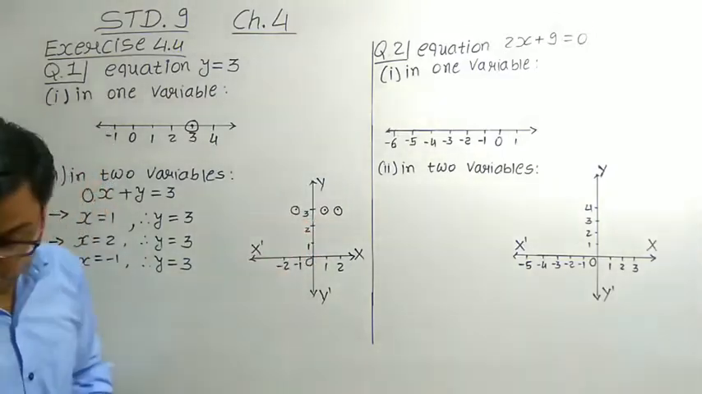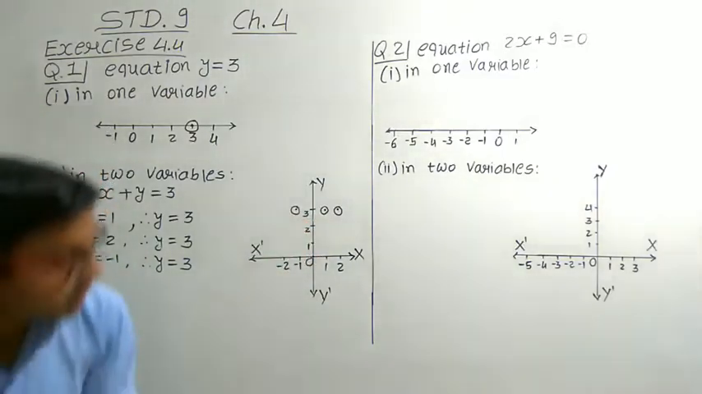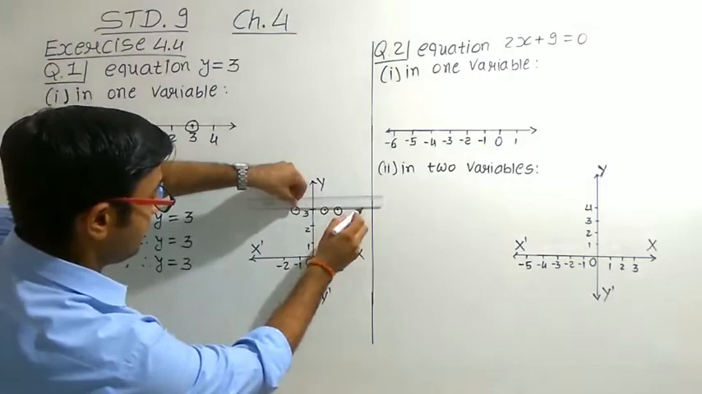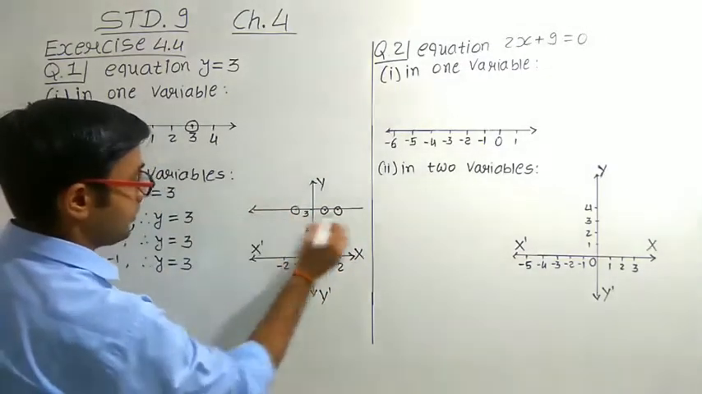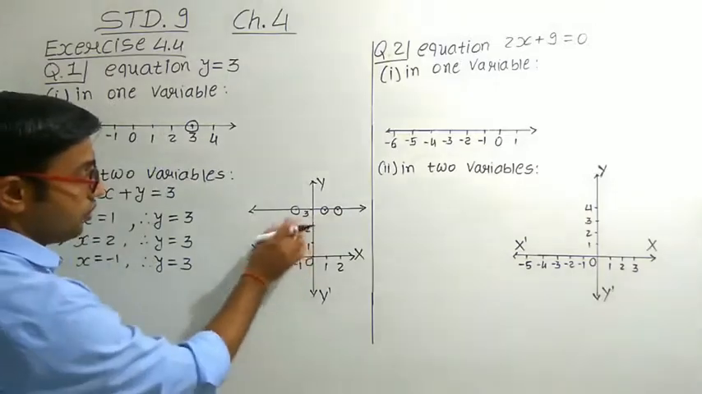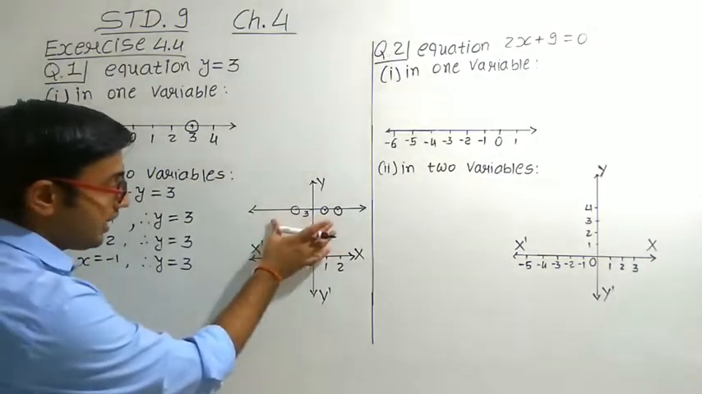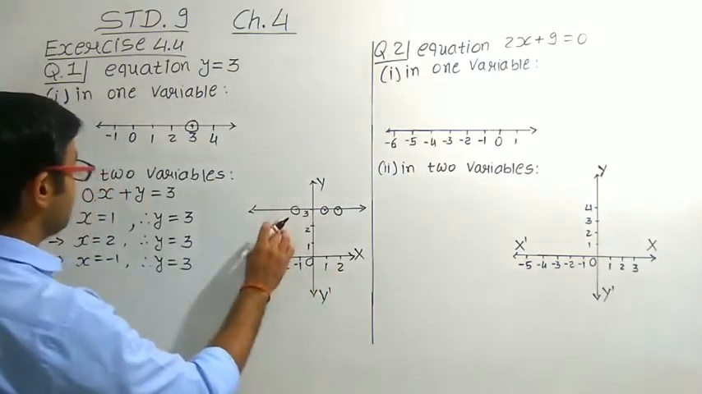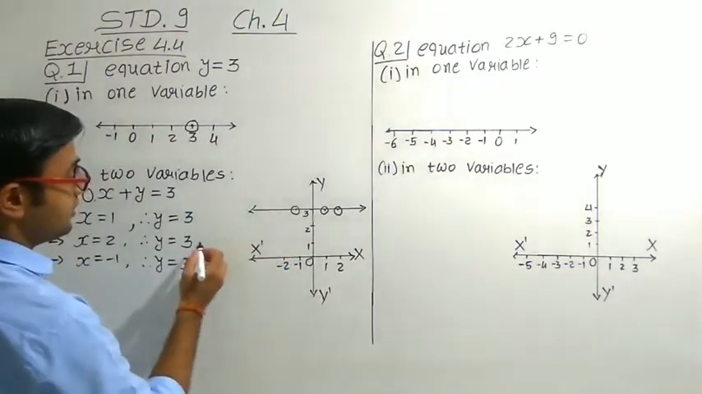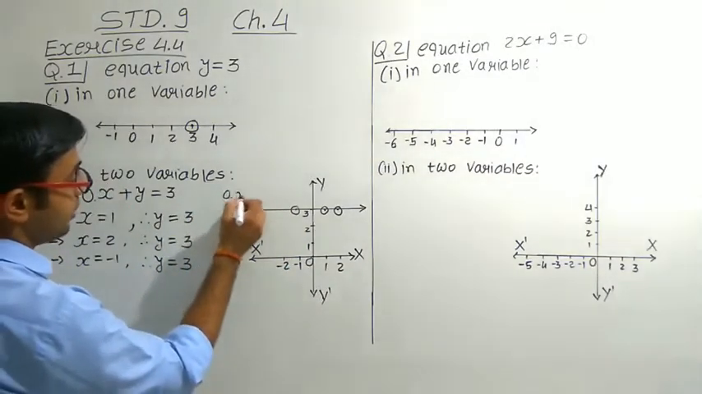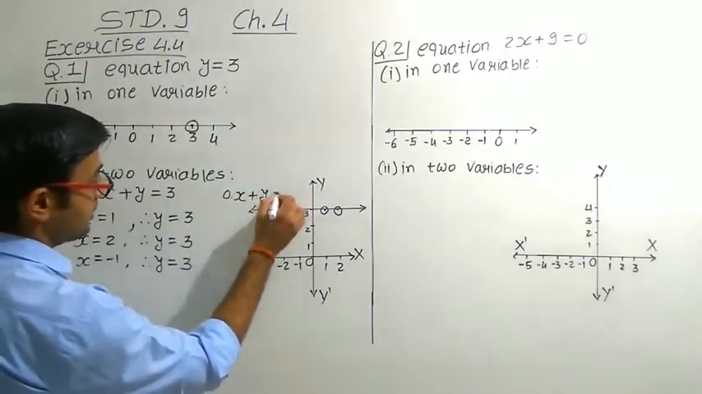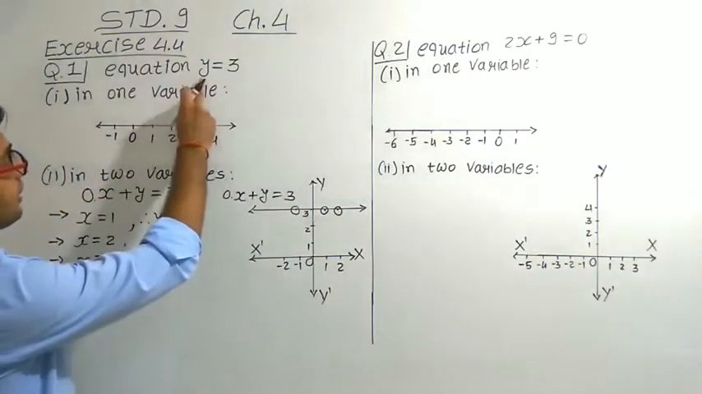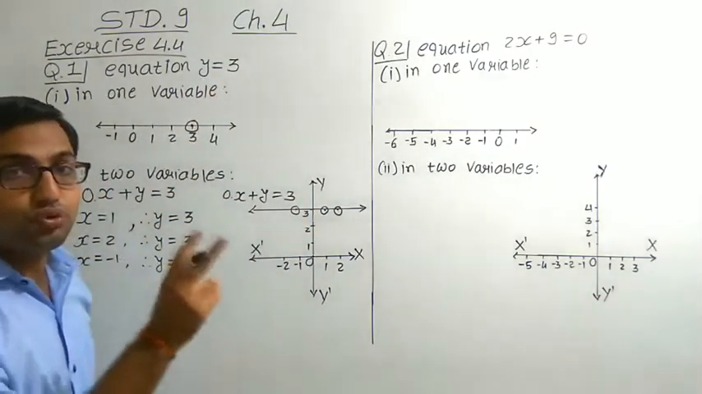So now when we join all the 3 points, what we get? We get a straight line which passes through all the 3 points, and you can see that this line is parallel to the x-axis. The equation of this line we can write as a linear equation in two variables: 0x plus y is equal to 3. So this is the geometrical representation of the linear equation y is equal to 3 in two variables.